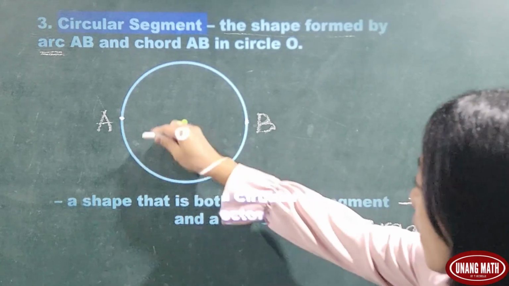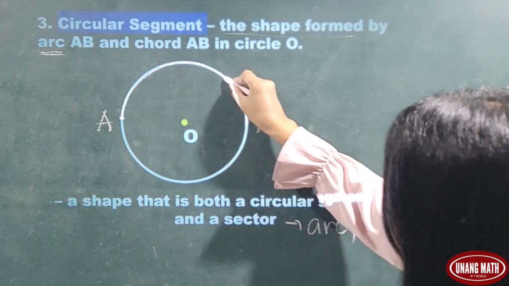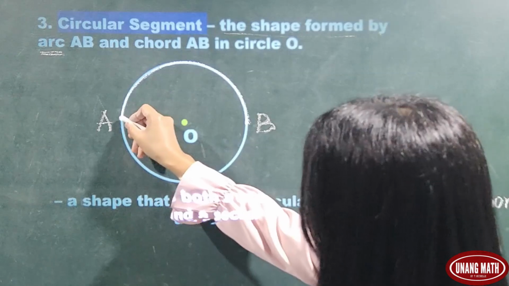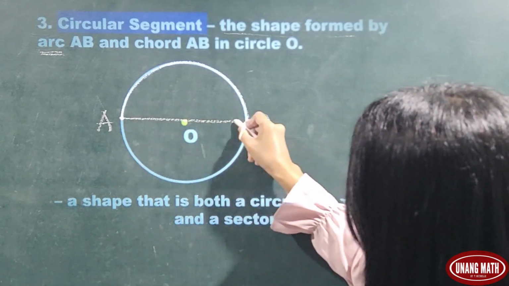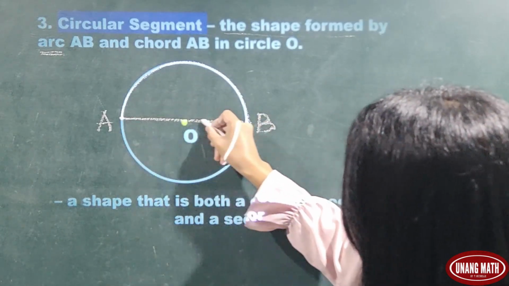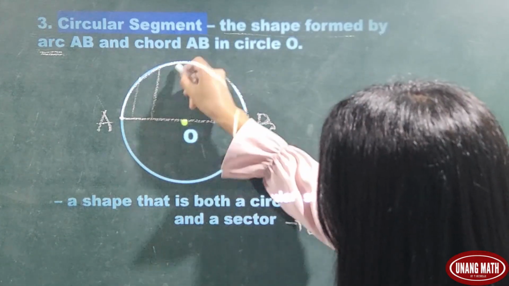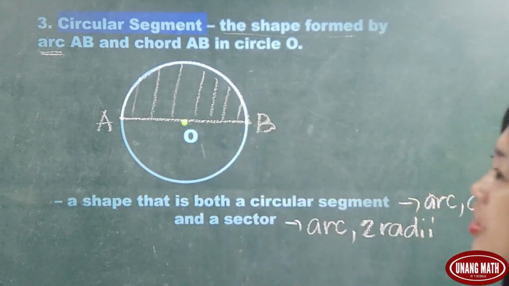It will be arc AB. What about the chord? It will be chord AB or line segment AB. So our circular segment is this shape.